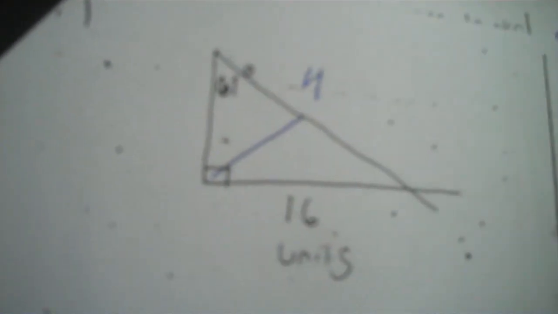SOH CAH TOA first. Then you got to know what this stands for. Sine is O over H, cosine is A over H, tangent is O over A. Okay, so actually I already wrote that down for you. Okay, so there's your H. We don't have that. Now for O and A, you got to identify your reference angle.